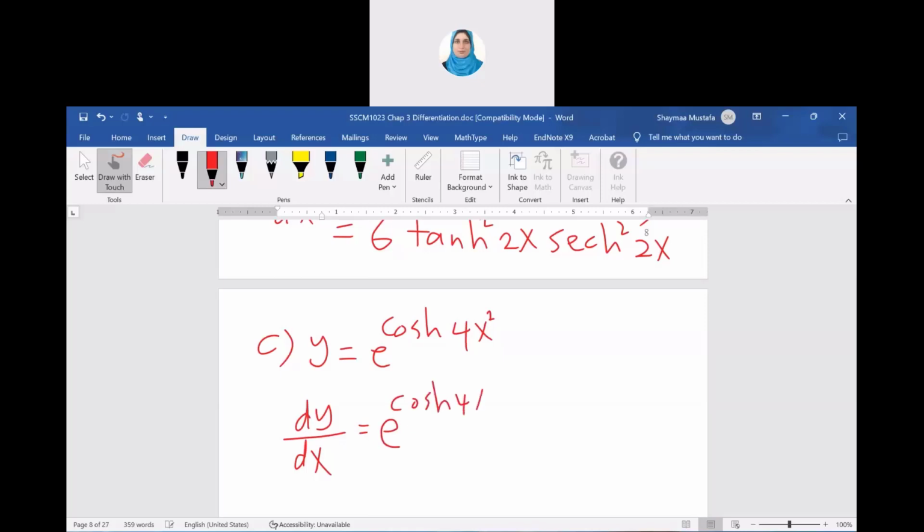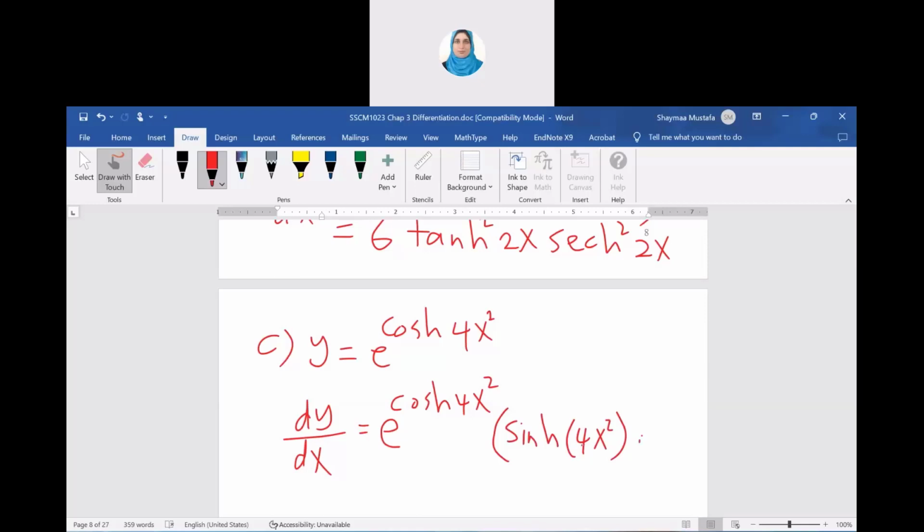So I will keep this one. The exponential function's derivative is equal to the exponential of x, so we do not change this one. Now multiply by the derivative of cosh 4x squared. Now I will start from cosh. The derivative of cosh is sinh, and inside sinh keep 4x squared, no change. Then it is multiplied by the derivative of 4x squared.